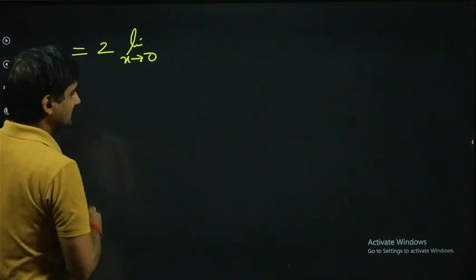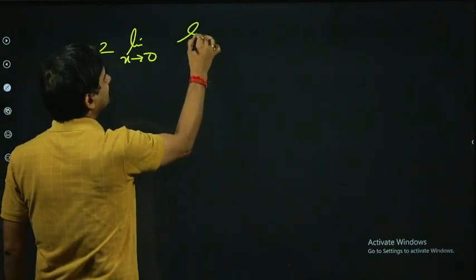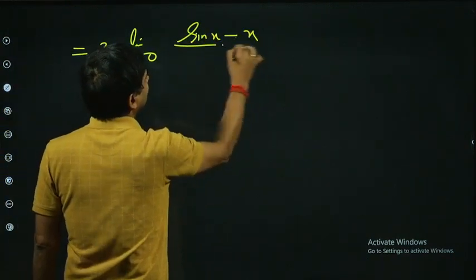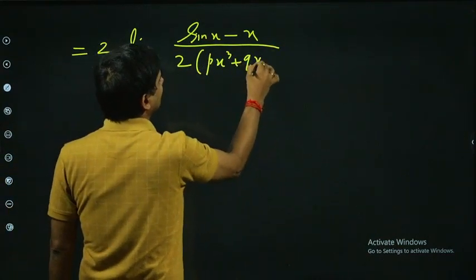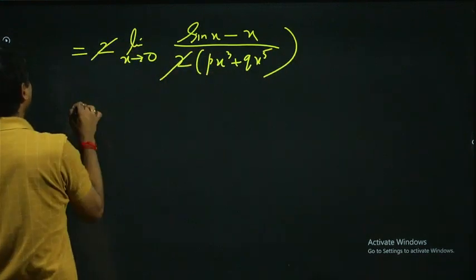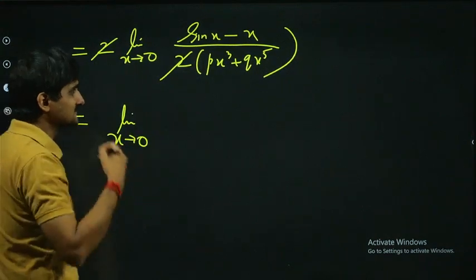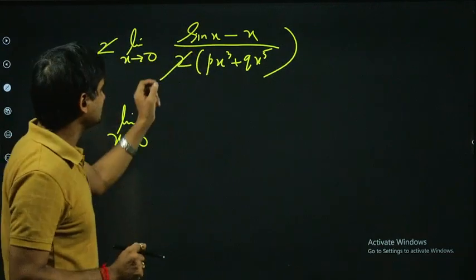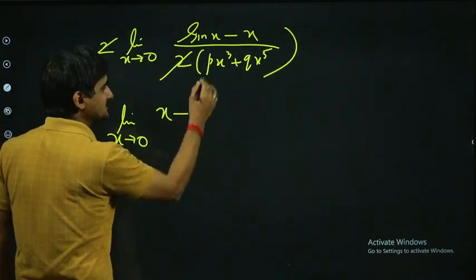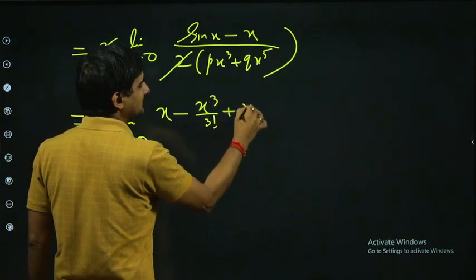So what are we left with? We are left with this thing in the numerator, which is sine x minus x by 2, times p x cube plus q times x raised to power 5. 2 and 2 get cancelled. So limit as x approaches 0. See, now I will suggest you, though you can go for L'Hospital rule also, but I never suggest that. So what I will suggest is to use series expansion for sine, which is x minus x cube by 3 factorial plus x raised to power 5 by 5 factorial.